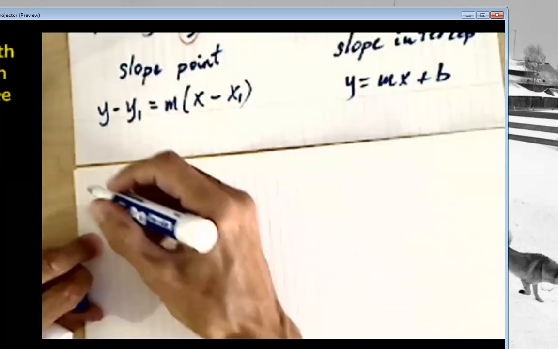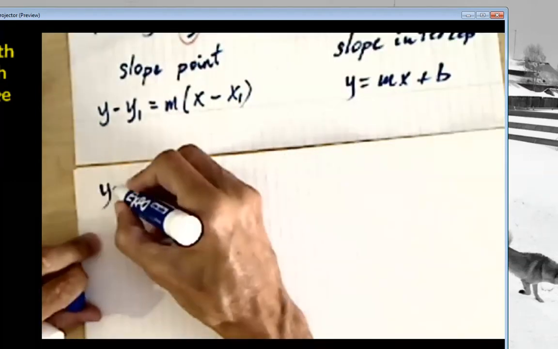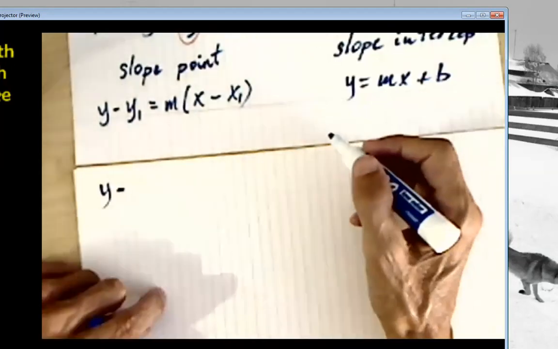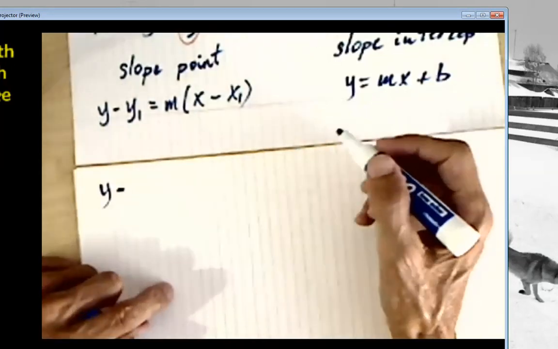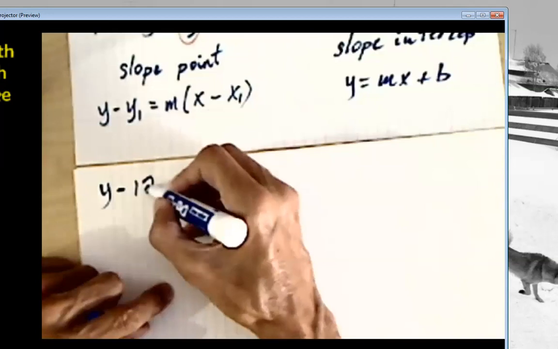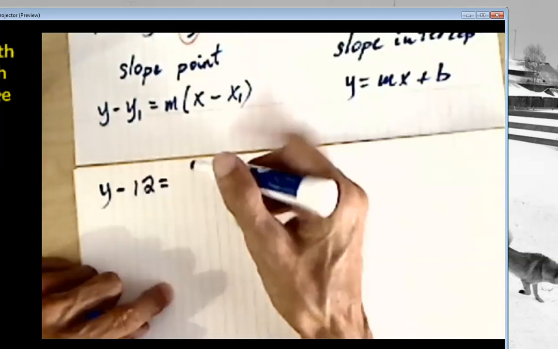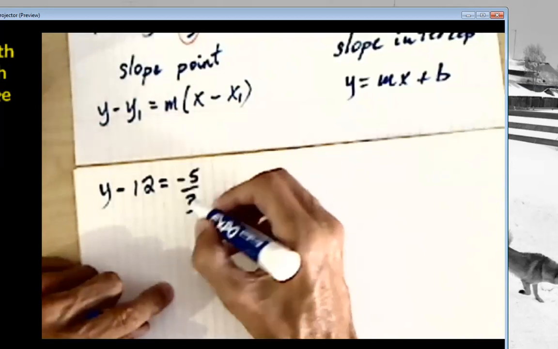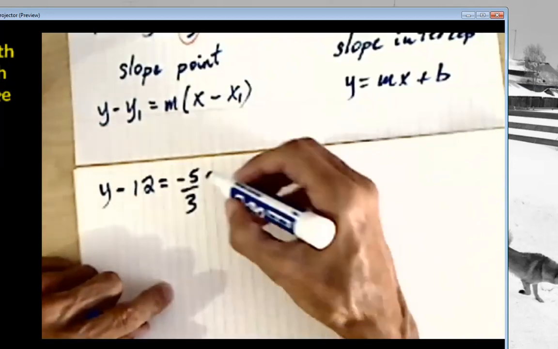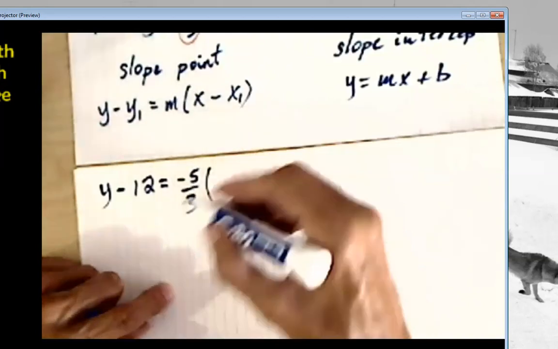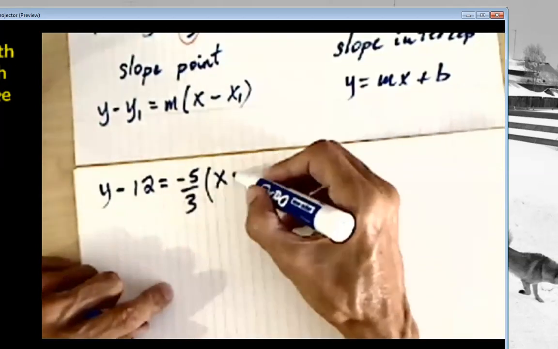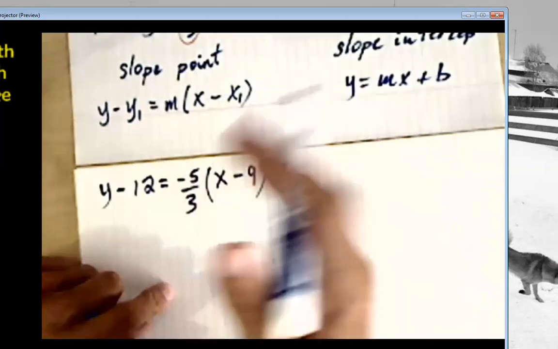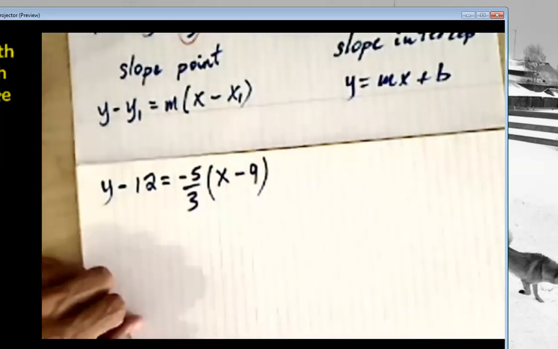It's going to be y minus, what's the y1 going to be, 9 or the 12? 12 indeed, yeah. The slope we just worked out. Yeah, minus 5 over 3. Open brackets. And then x minus, yeah, minus 9. Close brackets, and that's the one answer there. Good.